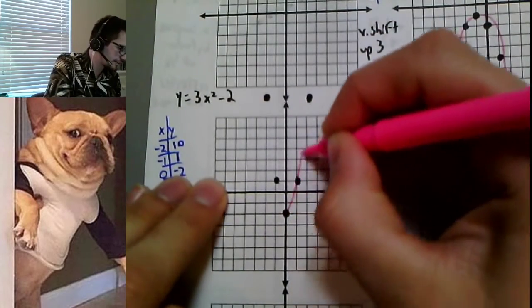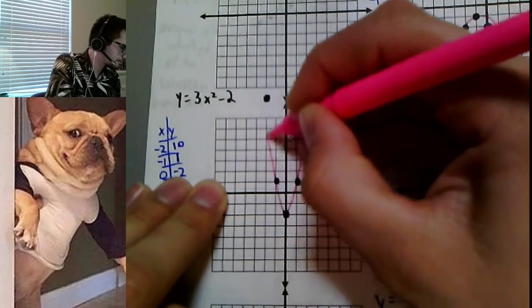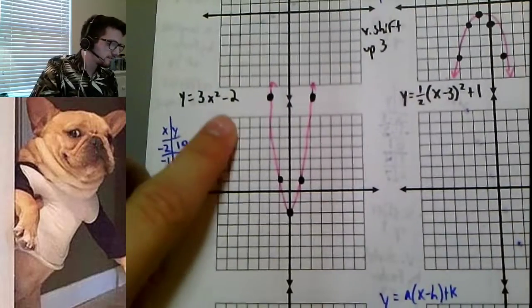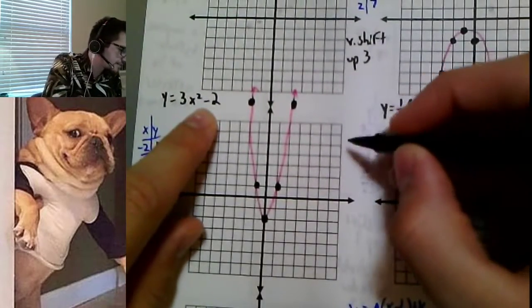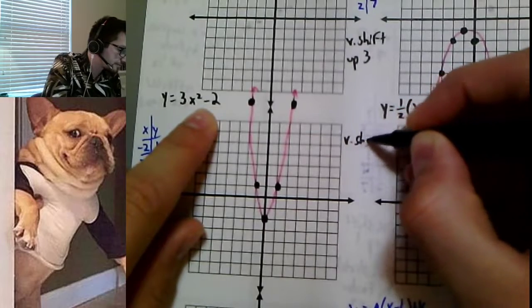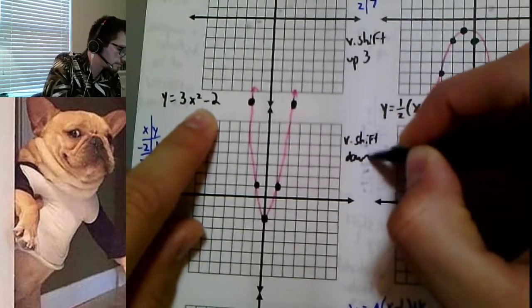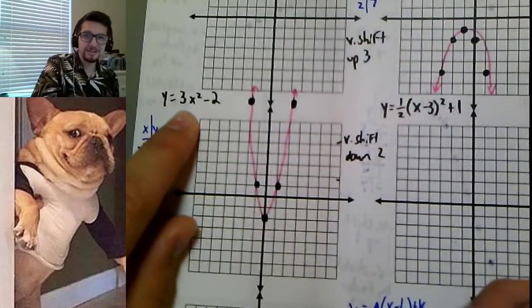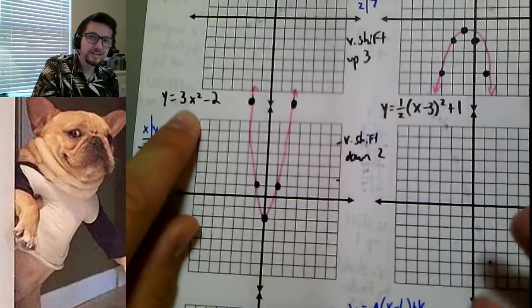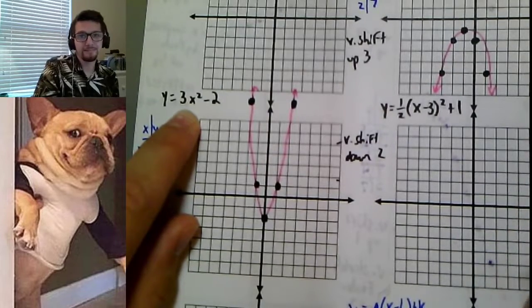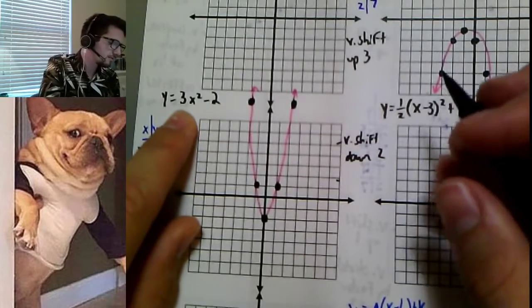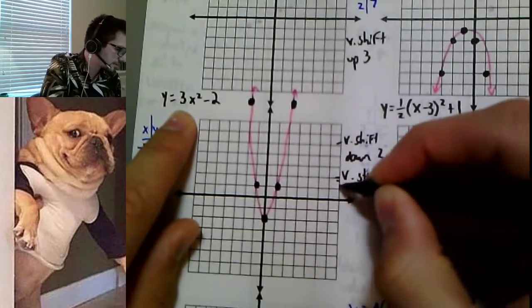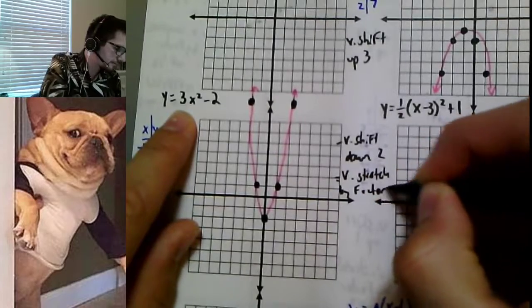Well, this is certainly an interesting shape, isn't it? Great. Does it follow the rules? What did that negative 2 say? This negative 2 said we would have a vertical shift down 2. Well, the vertex is down 2, so that checks out. What does this 3 do? It's a vertical stretch factor, right? Because it's bigger than 1. It's not a fraction. So we also had a vertical stretch by a factor of 3.